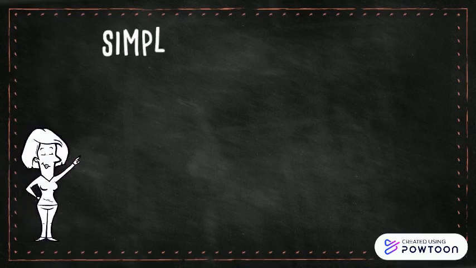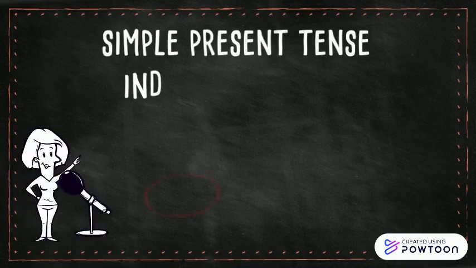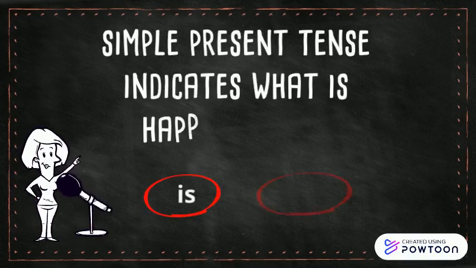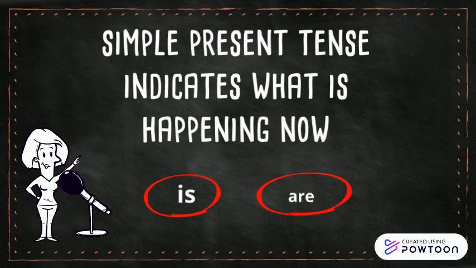The first tense is simple present tense. It indicates what is happening now. What is happening to you now at the current moment. So you should use is or are.